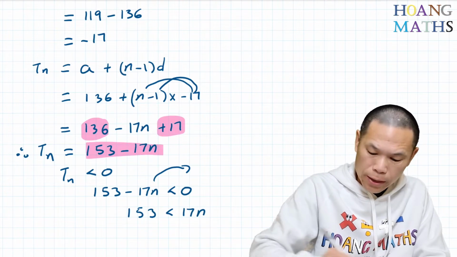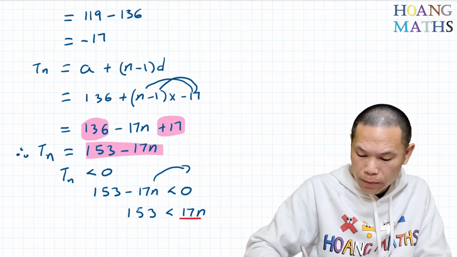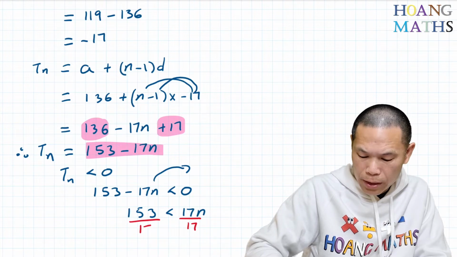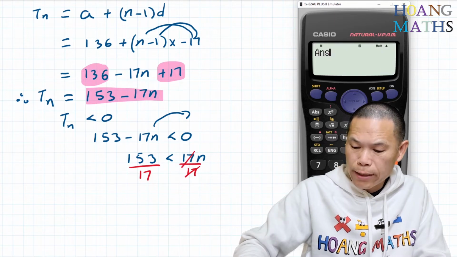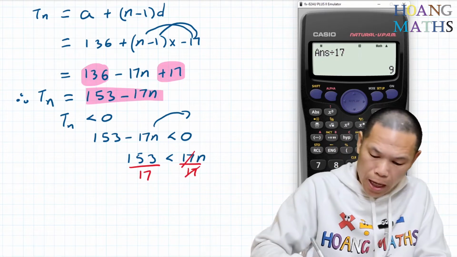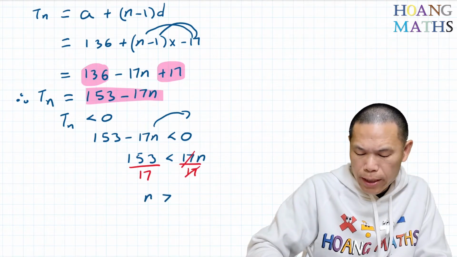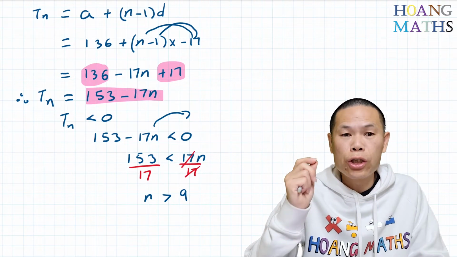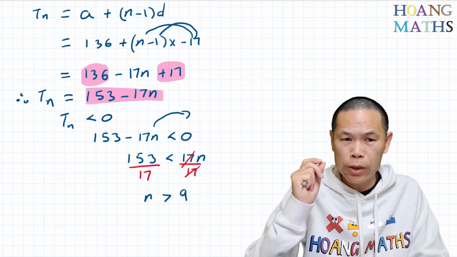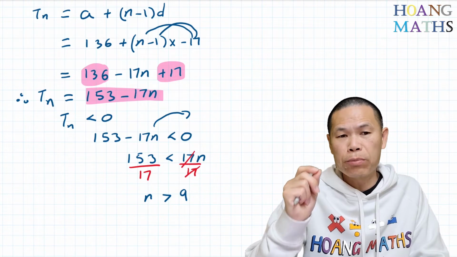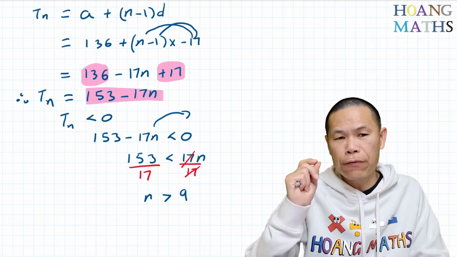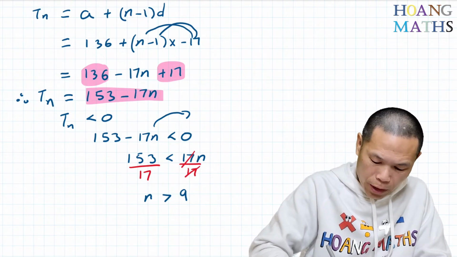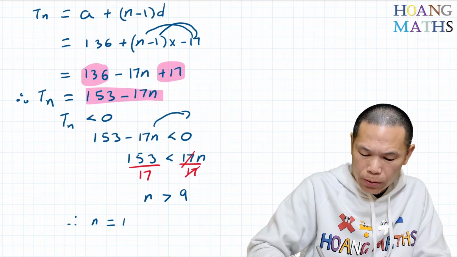What I do now is divide by 17 on this side and divide by 17 on this side, so that cancels out. 153 divided by 17 is 9. So n is greater than 9. This means that n is equal to 10, because n is greater than 9. So from 10 onward the terms will be negative. In other words, 10 is the first term that is negative. Therefore, n is equal to 10.